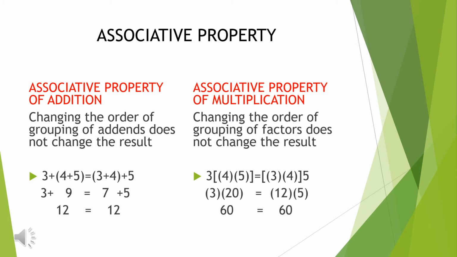We have associative property. So in associative property, we have two: associative property of addition and associative property of multiplication. Associative property of addition means changing the order of the groupings of the addends does not change the result.